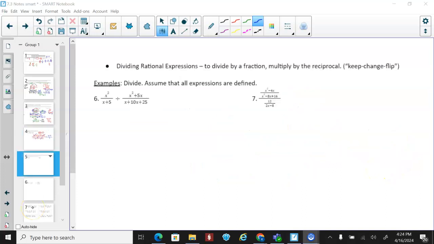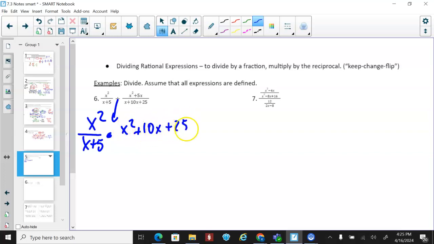All right, example 6, division. So again, remember the rule: keep, change, flip. What we're going to do is keep x squared over x plus 5. We're going to change the division to multiplication, and we're going to flip it. This should be x squared; that was a typo. x squared plus 10x plus 25.